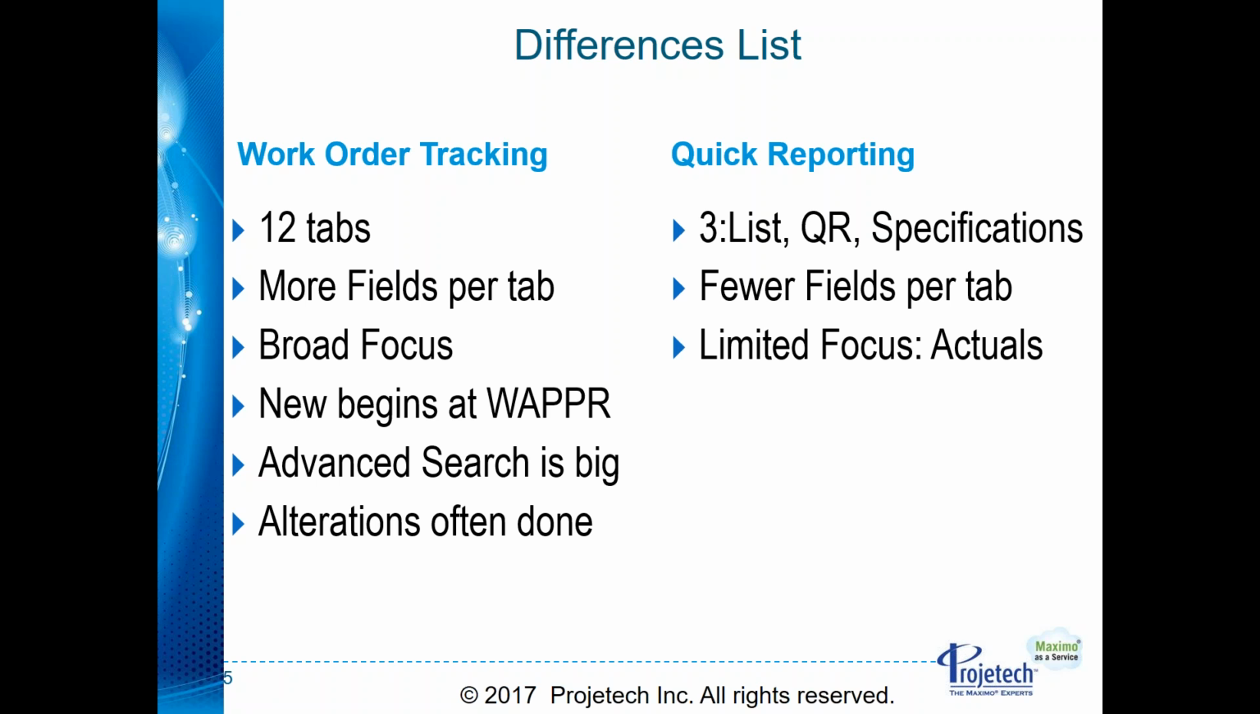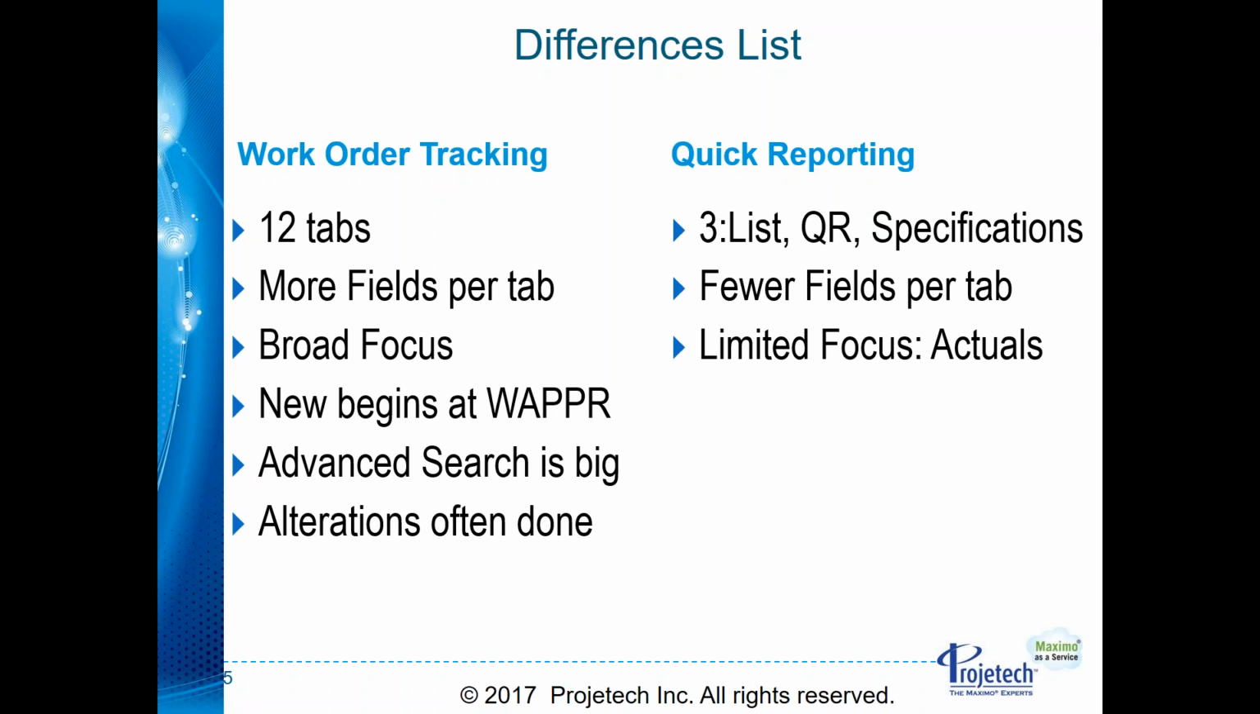The limited focus in quick reporting. The primary focus of quick reporting is reporting actuals. Now, there is some plan data that's available to you. The tasks are available to you immediately. Plan materials, plan labor, things like that are also available to you from a click. So you do have some access to the plan information, but the primary focus is really around reporting actuals.